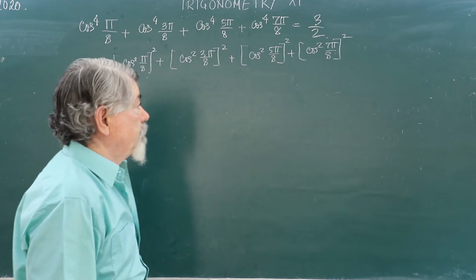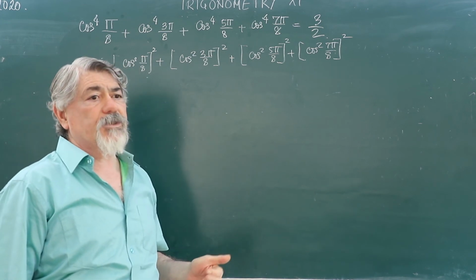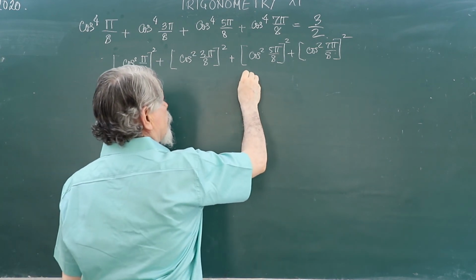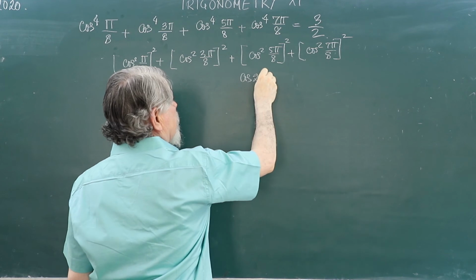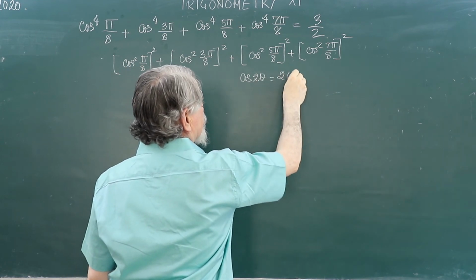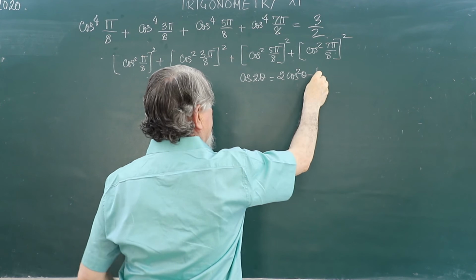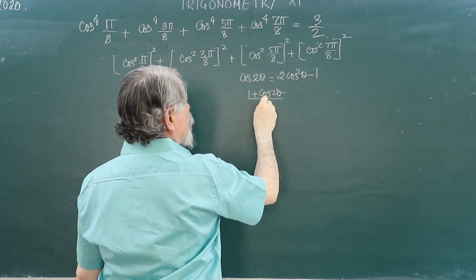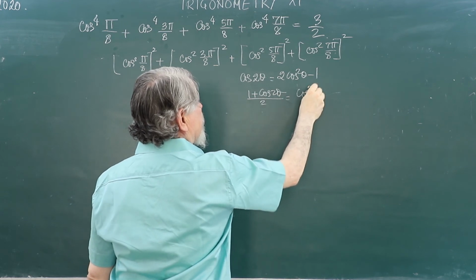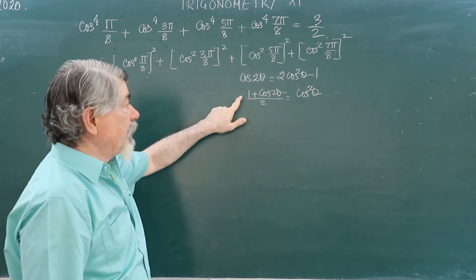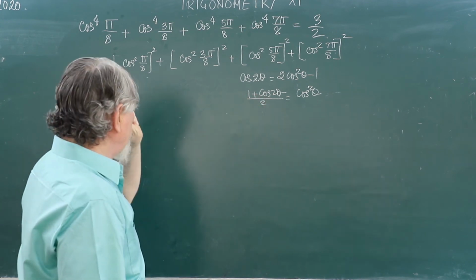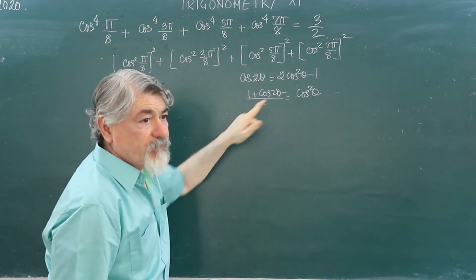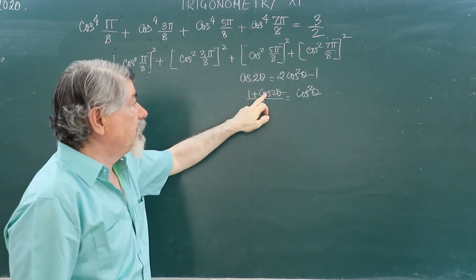Why did I do that? Because I will convert cos square in terms of cos 2 theta. You know the formula for cos 2 theta. This is a very important formula, time and again we will be using it: 2 cos square theta minus 1, or 1 plus cos 2 theta upon 2 is equal to cos square theta. So where cos square theta is there, I can write 1 plus cos 2 theta upon 2. It is cos square pi by 8, so instead of theta, it is pi by 8. So the angle will become double here, cos 2 theta.